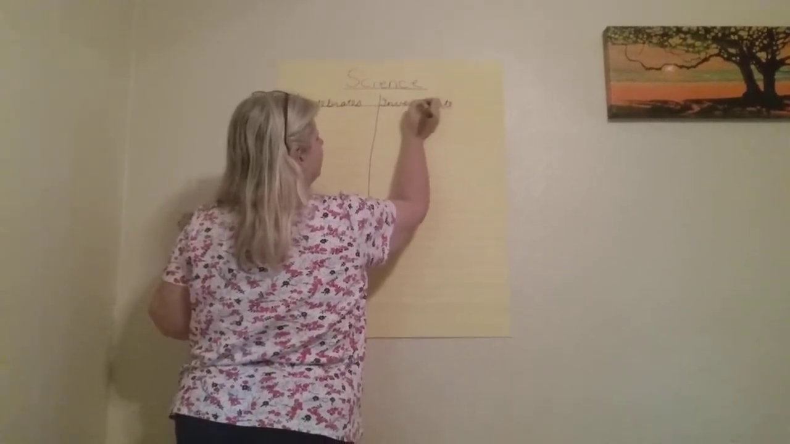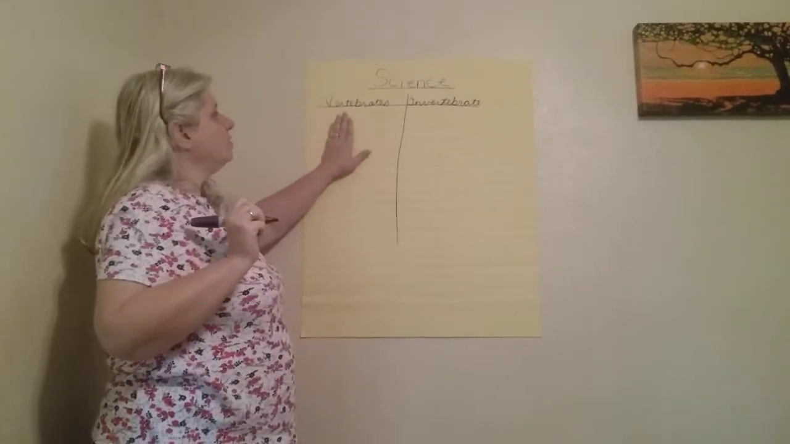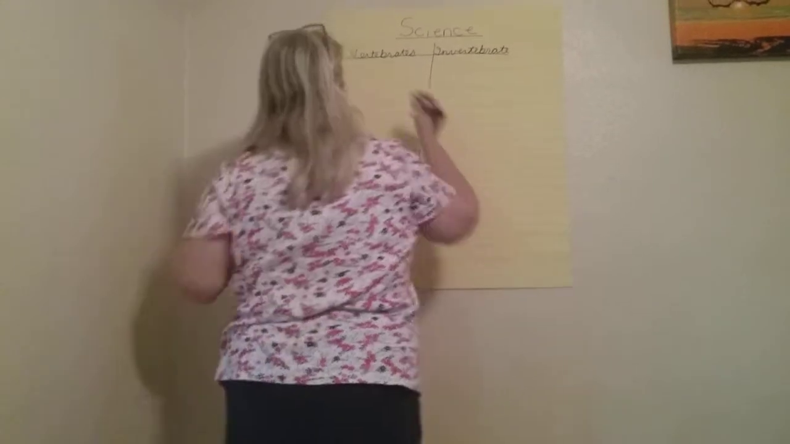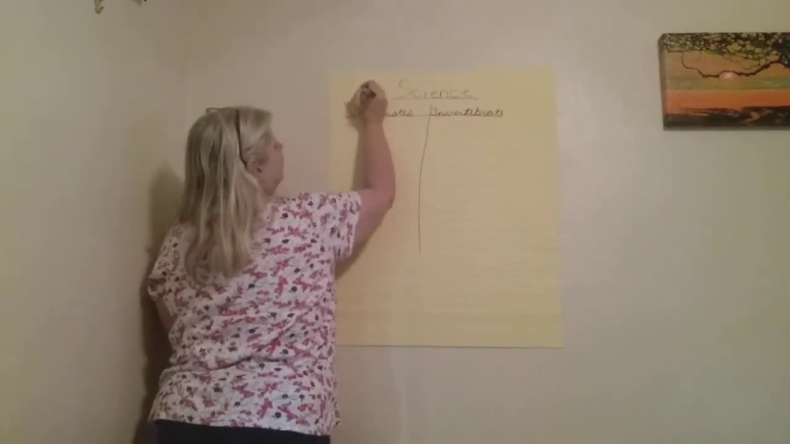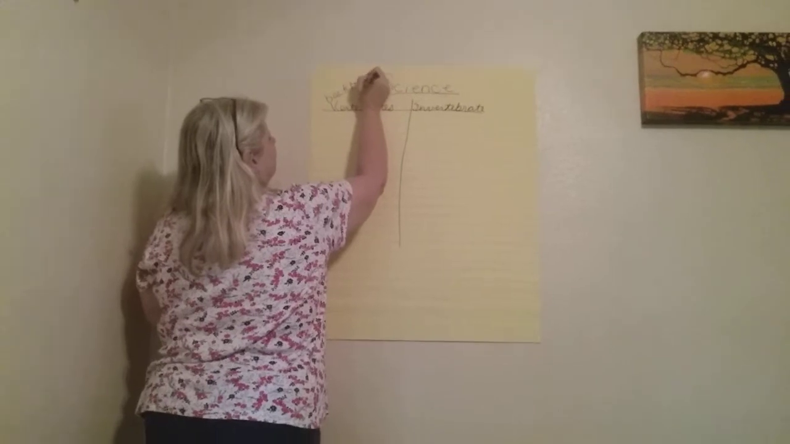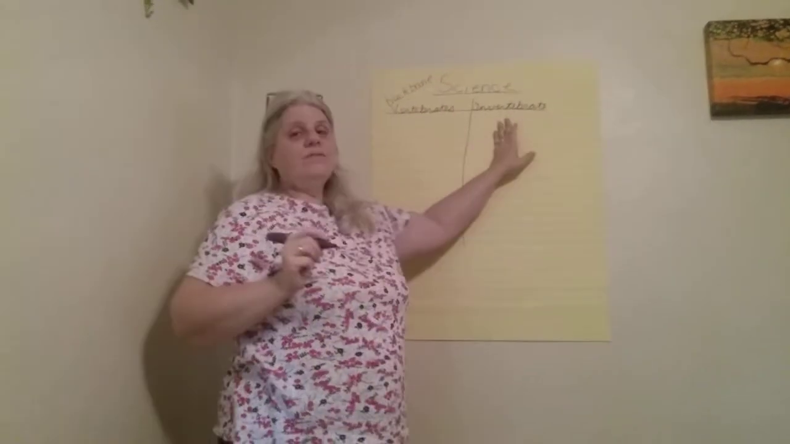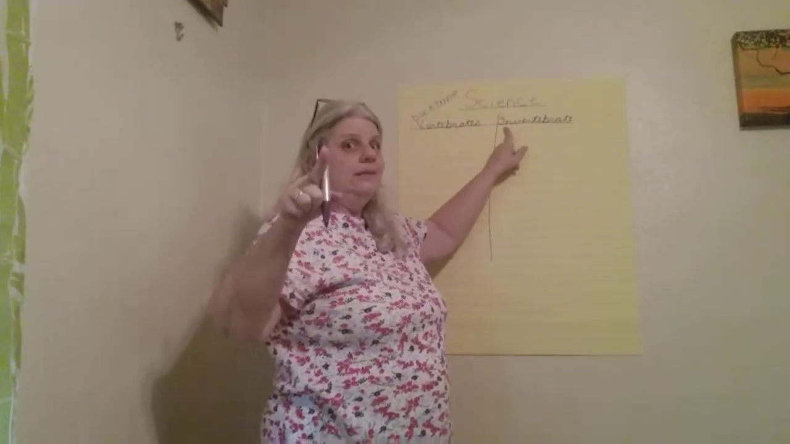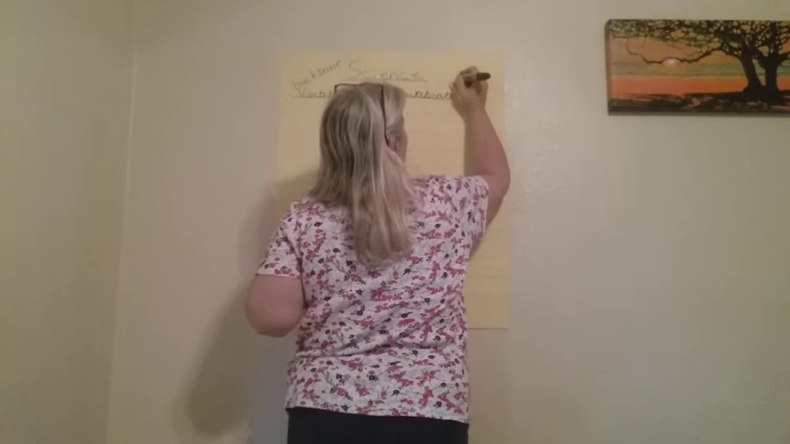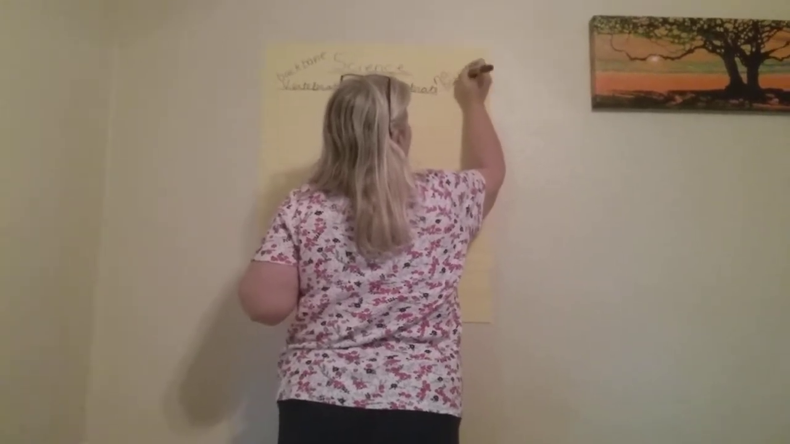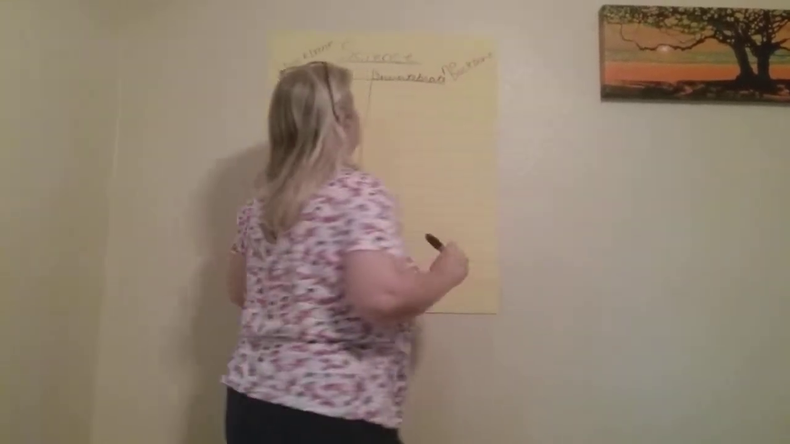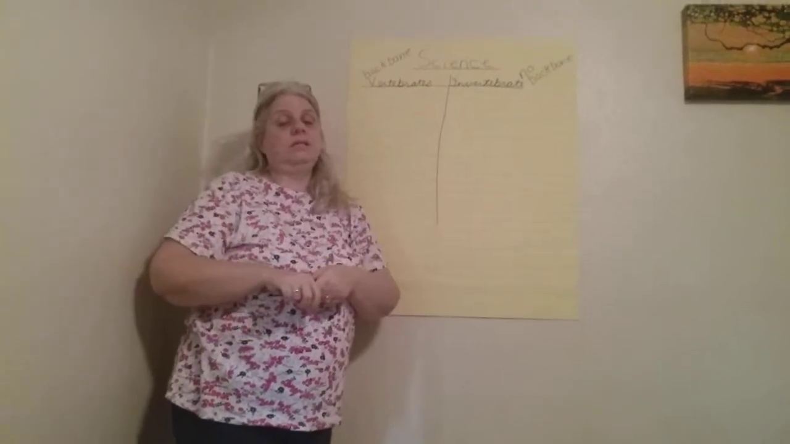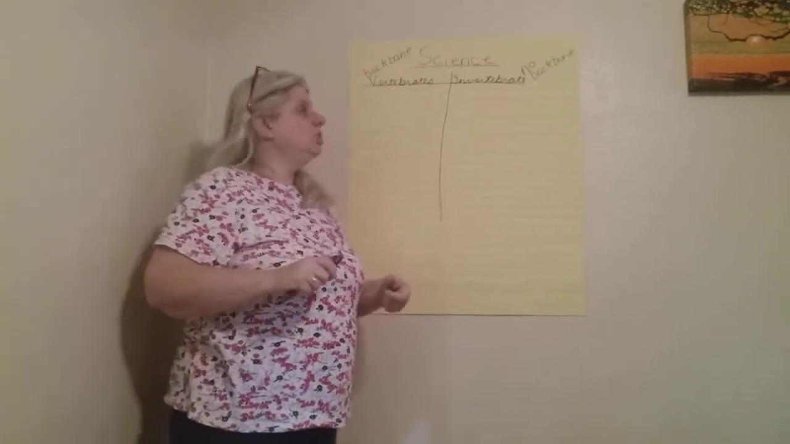My hand got ahead of my brain again. Okay, so we have vertebrates, which means they have a, what do they have? Very good, they have a backbone. And an invertebrate, remember in means not, so it does, very good, not have a backbone. Okay, so we have our vertebrates and invertebrates, which are the two biggest categories scientists divide animals into.